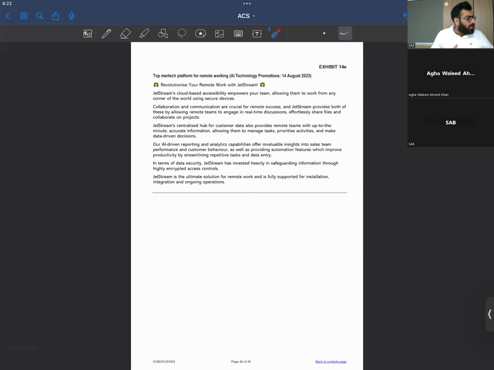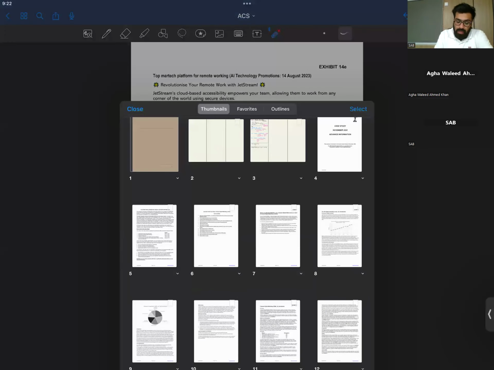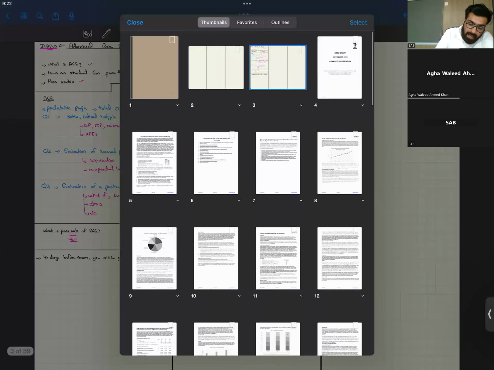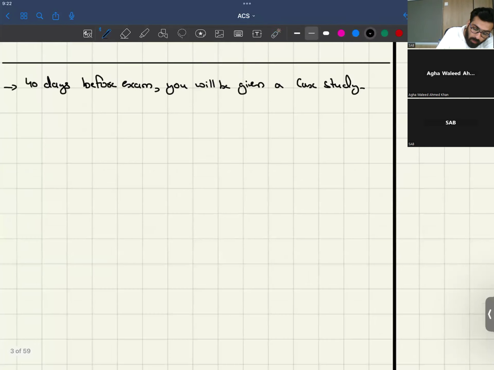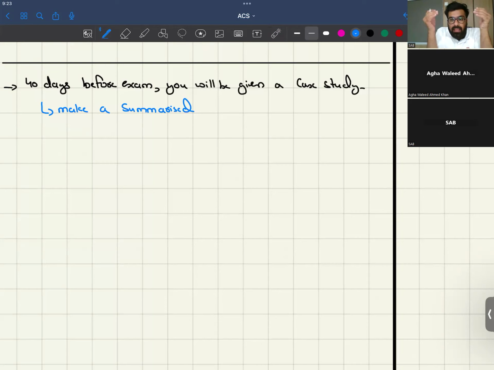In fact, 40 days before your exam, you'll be given a case study. Now, what you have to do is make a summarized version of it. If a student has a complete case study like this in front of him, the problem is he or she cannot do the effective analysis. So you have to make a summarized version of it.